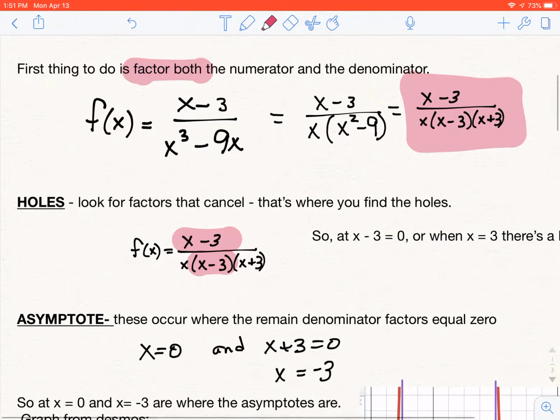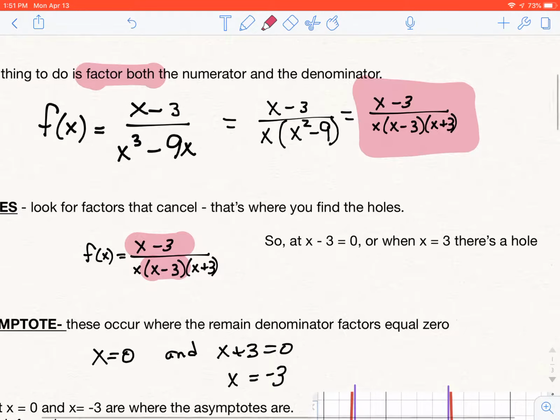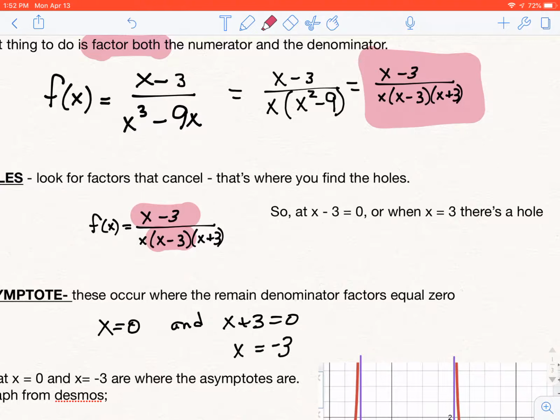If you can cancel factors, that's where you're going to find your holes. So notice I have x minus 3 in both the numerator and the denominator. So at x minus 3 equals 0, or at x equals 3, there's a hole. Now you're not going to see that hole because it only happens when x is exactly 3. Not 3.1, not 2.999, it has to be exactly 3. So you might not see the hole on your calculator, but if you go to your list of values, you will certainly see that it says error.